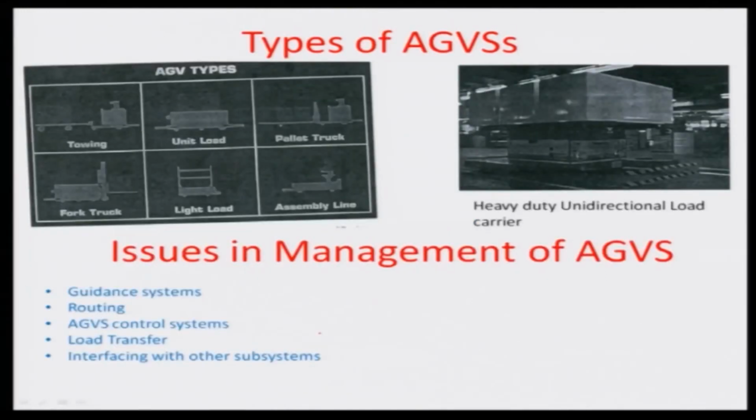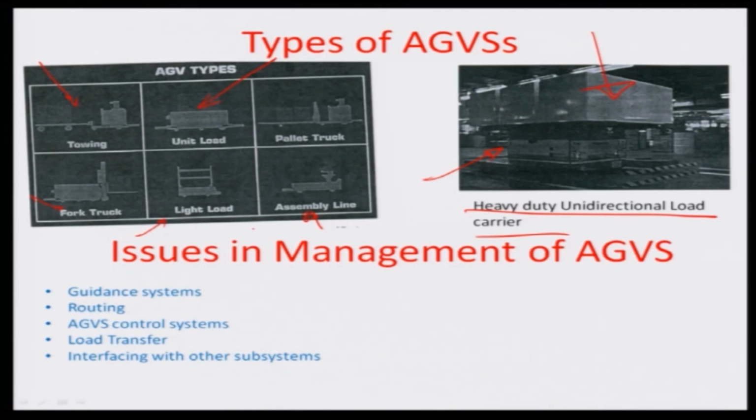Let us also look at some of the types of AGVs. As I had discussed before, you can see schematically how they look. This is the towing unit, this is the unit load movement unit. You in fact see the heavy directional unit load movement here in the AGVS scheme. This is a real AGV in an industry carrying a unit load. There is a fork truck unit, a light load unit and an assembly line unit. These are all different types of units.